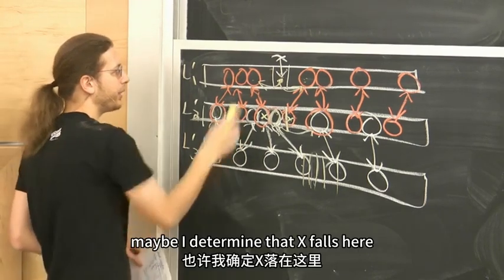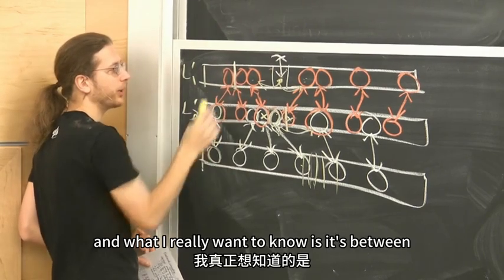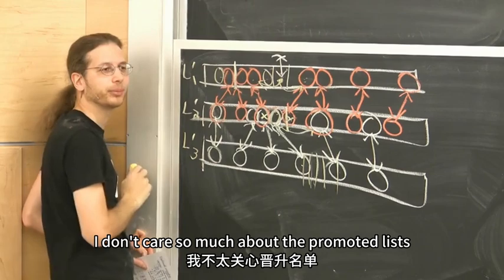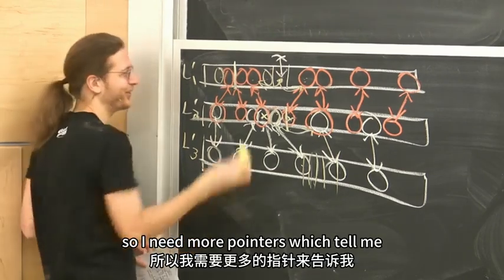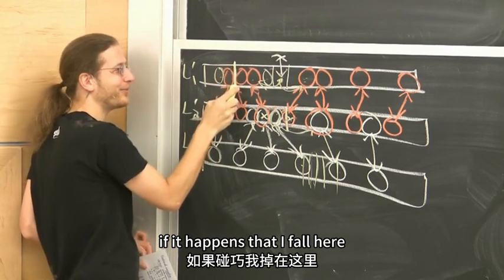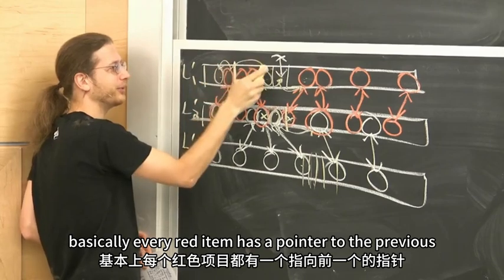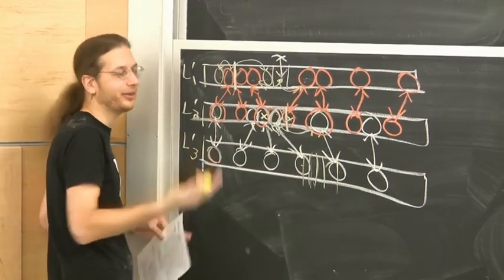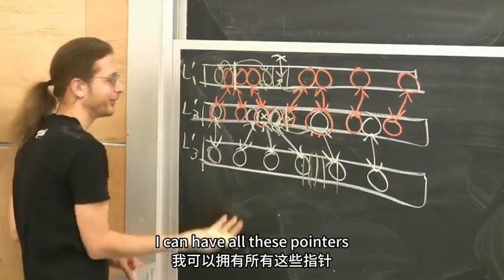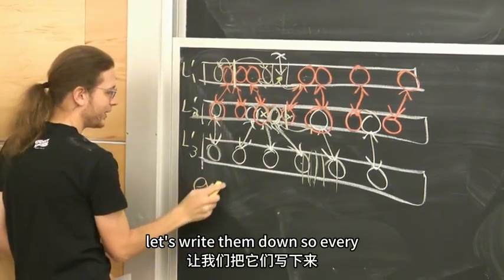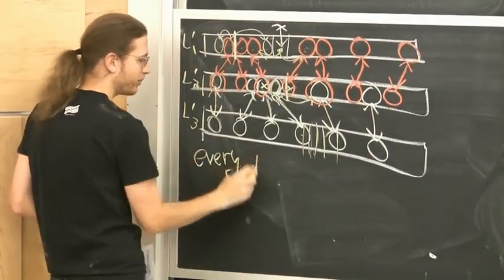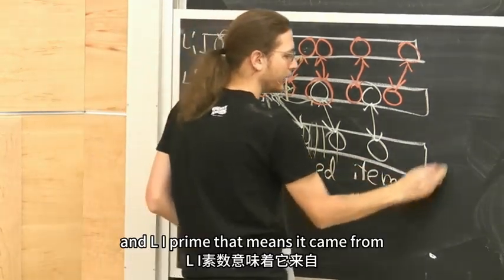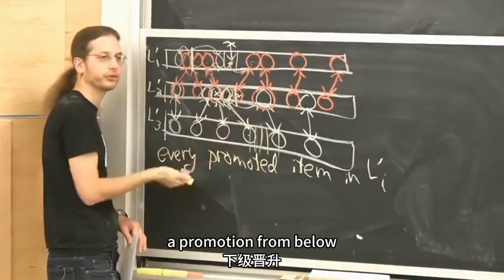Right? Maybe I determine that X falls here. And what I really want to know is that it's between this item and that item of the original list. I don't care so much about the promoted lists. So I need more pointers, which tell me if it happens that I fall here, basically every red item has a pointer to the previous, and every promoted item has a pointer to the previous and next unpromoted item from the original list. This is static, so I can have all these pointers. Let's write them down. So every promoted item in Li prime, that means it came from a promotion from below.